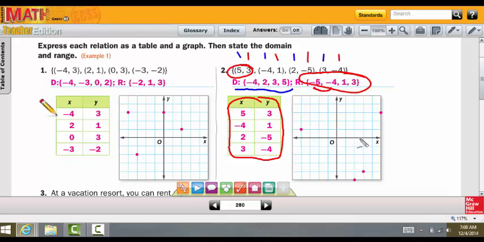We could move to +5 and then up to 3. That would put us here. Go -4 and then up to 1 would put us there. On the x value, move to +2, but then down to -5 would put us here. And +3 and then down to -4 would put us there. So that is your solution to problem number 2.